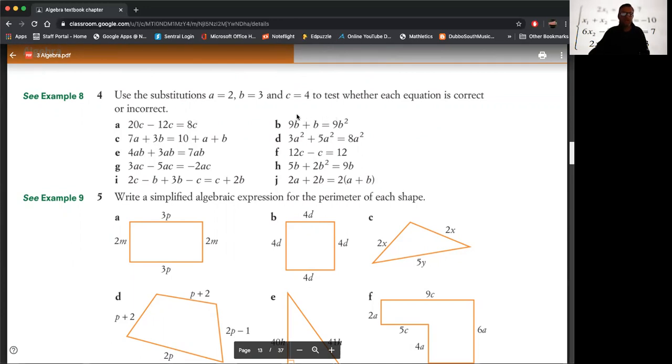Okay, this one here, does 9b plus an extra b equal 9b times itself? So b is 3, so is 3 times 9 plus an extra 3 the same as 9 times 3 times 3? You'd have to work that one out and determine whether it is correct or it isn't. If it's correct, you can tick it, or say yes, it's correct. If it's not correct, in other words, if the number on this side of the equal sign is different to the number on the other side, then it doesn't work. It's definitely an incorrect answer.